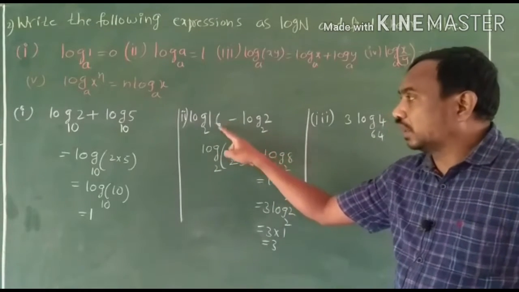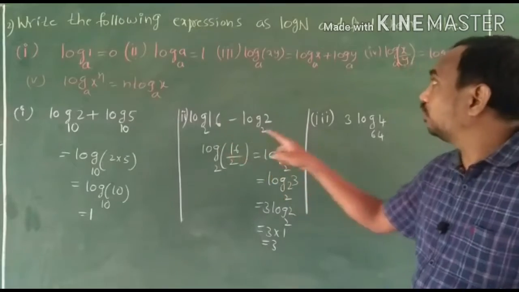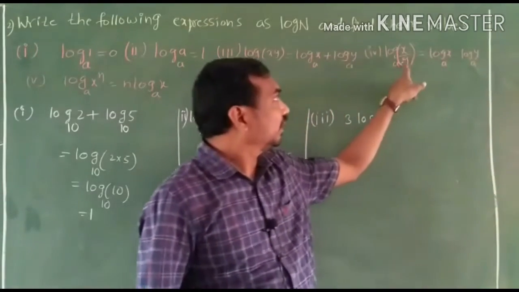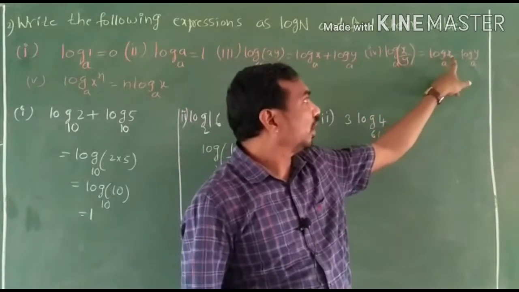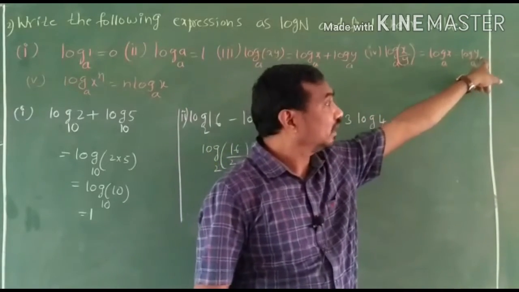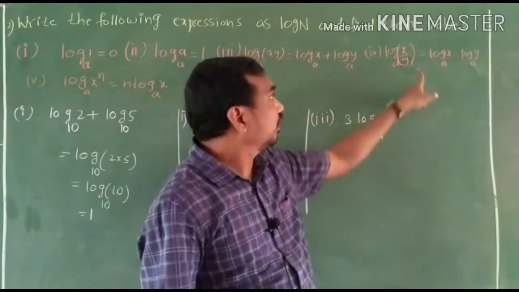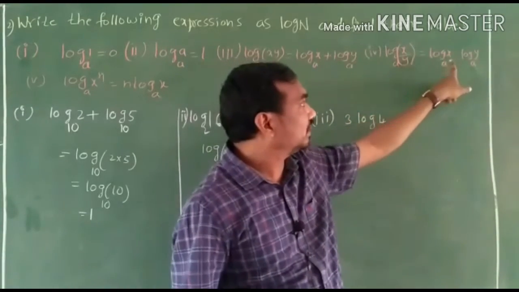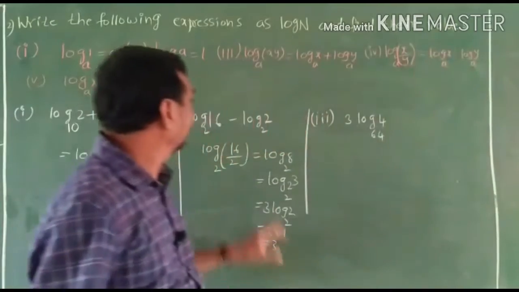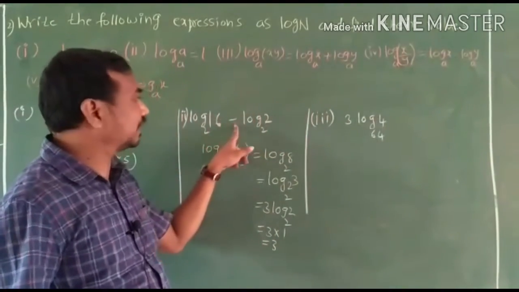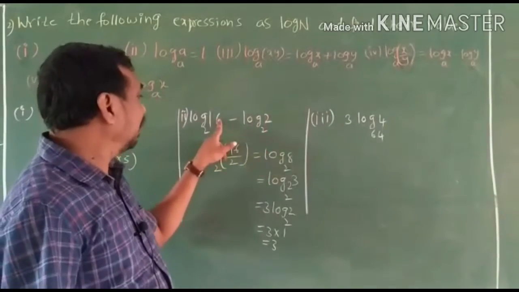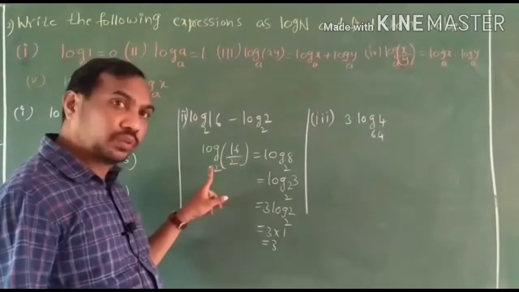Okay, so log 16 to the base 2. Now this is the formula: log x by y to the base a equal to log x base a minus log y base a. So now this is in the form of RHS, log x to the base a minus log y to the base a. That is log 16 base 2 minus log 2 base 2. So now we can write this one as log 16 by 2 to the base 2.